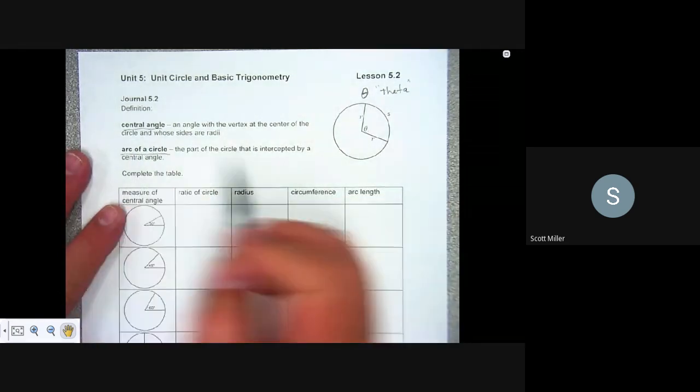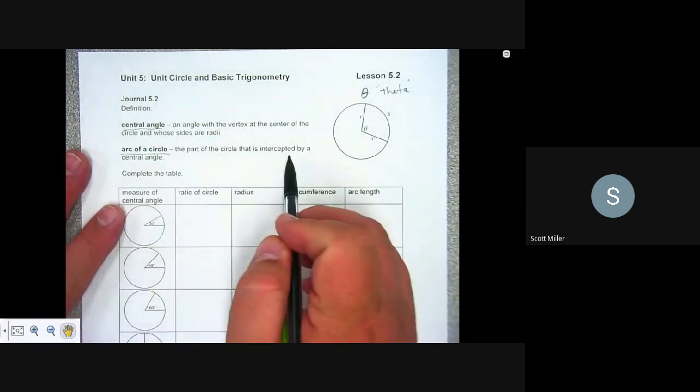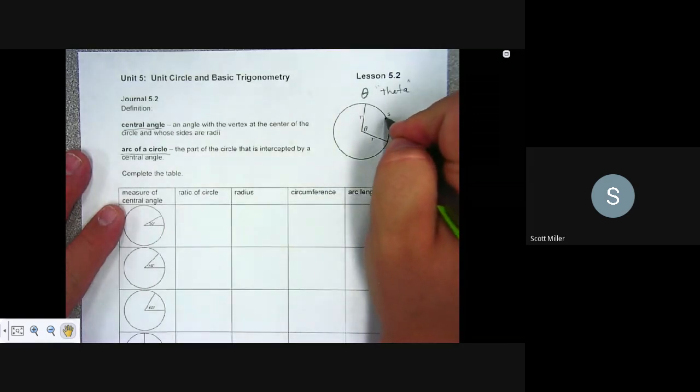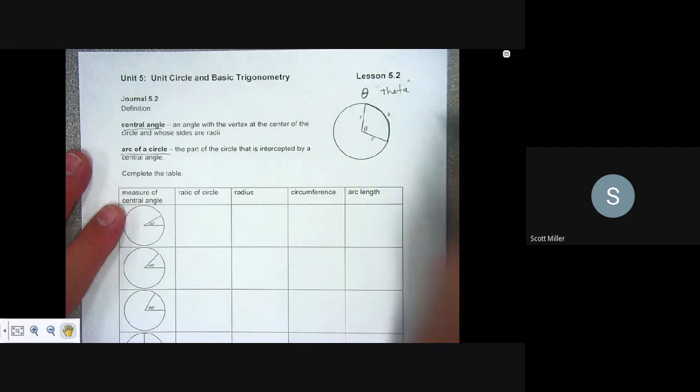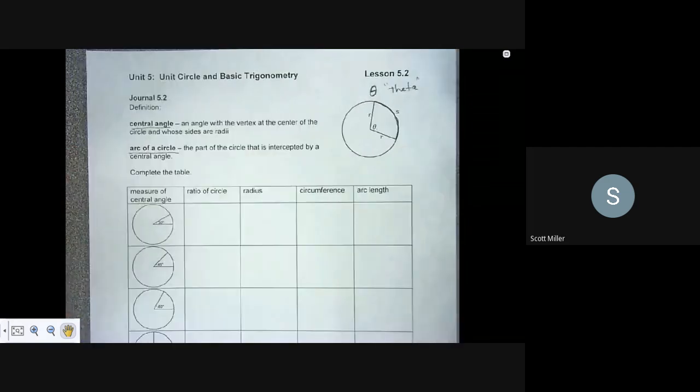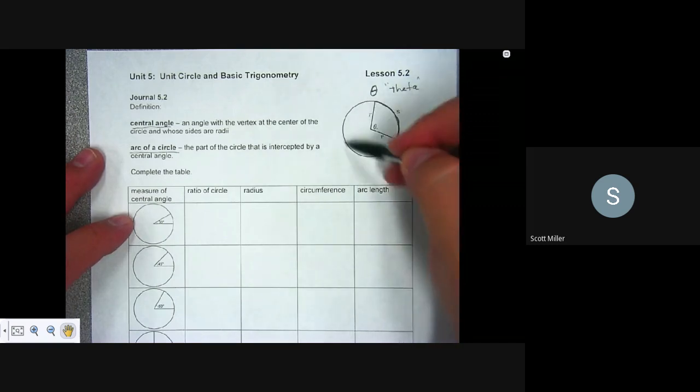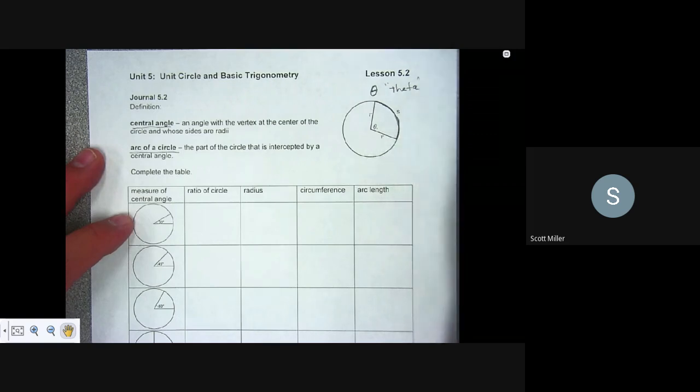The arc of a circle is the part of the circle that is intercepted by a central angle. So that would be what S is. So this is the arc that is cut from the circle by the central angle. So that is the arc. And so what we're going to do is make a connection between the central angle and the length of this arc that it is creating. And to do that, we need to look at the arc as simply part of the circumference of a circle. Okay, so let's make some connections here.